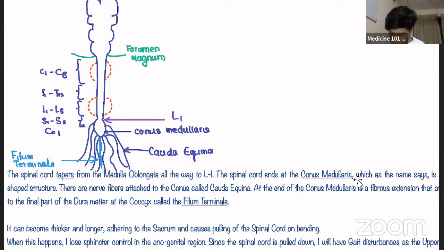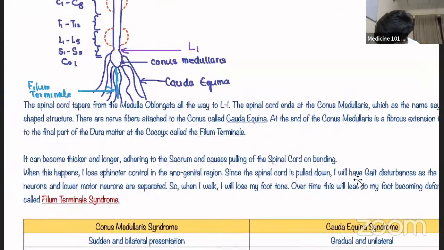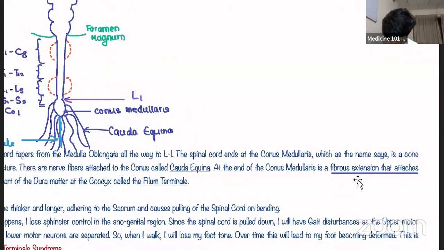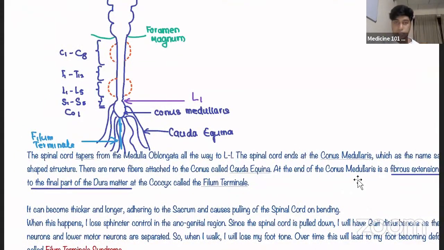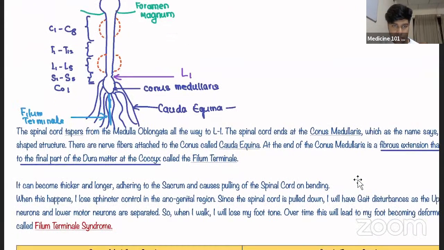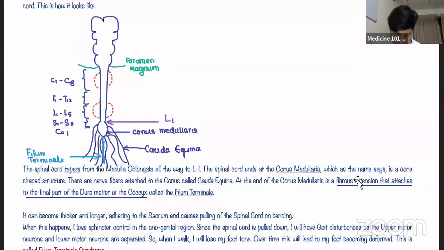So there's going to be this filum terminale. It's very thin, you can see here. There's a fibrous extension that attaches to the final part of the dura mater at the coccyx. I will do the meninges, but basically it is a thin fibrous structure which goes all the way to the coccyx, to the dura mater. And that is called the filum terminale. It's just a fibrous structure. Remember that, okay? Now the cauda equina has innervations to the genitoanal region. We won't go into detail about that till you come to the peripheral nervous system.